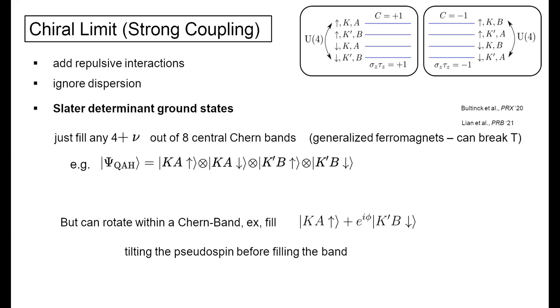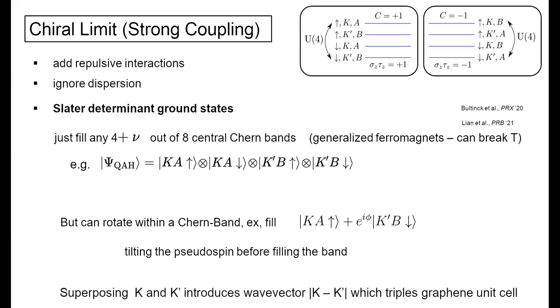But before you fill bands, you can start making superpositions. So for example, if this was just spin up and spin down, you can make superpositions of spin up and spin down to put the spin in a plane and then fill an entire Landau level of the spins pointing in the plane. And in this case, it's a little bit more complicated because we're choosing the valley K sublattice A spin up and the valley K prime sublattice B spin down and superposing them with some phase to tilt the pseudospin in some complicated direction before we fill the band. Okay. So far, so good?